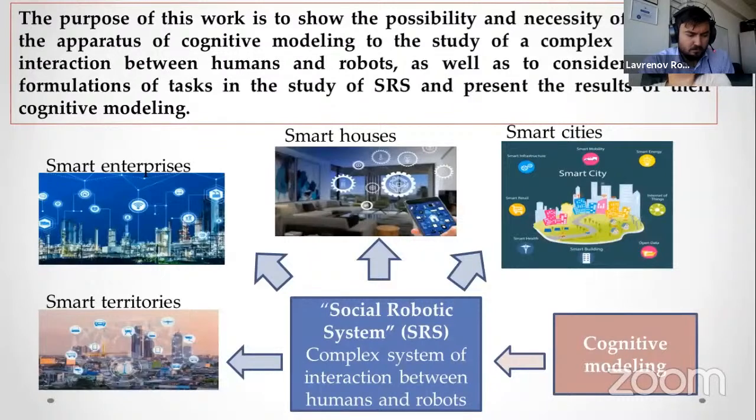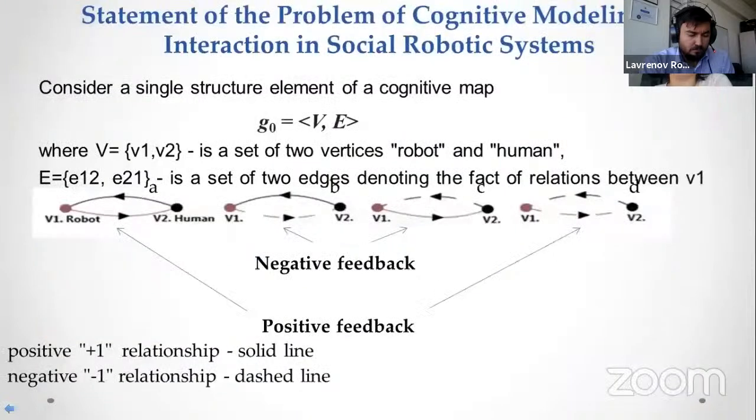The purpose of this work is to show the possibility and necessity of applying the apparatus of cognitive modeling to the study of a complex system of interaction between humans and robots, designated in this case as the social robotic system, SRS, as well as to consider possible formulations of tasks in the study of SRS and present the results of their cognitive modeling. To carry out cognitive modeling of interaction in social robotic systems, we will consider several possible task formulations.